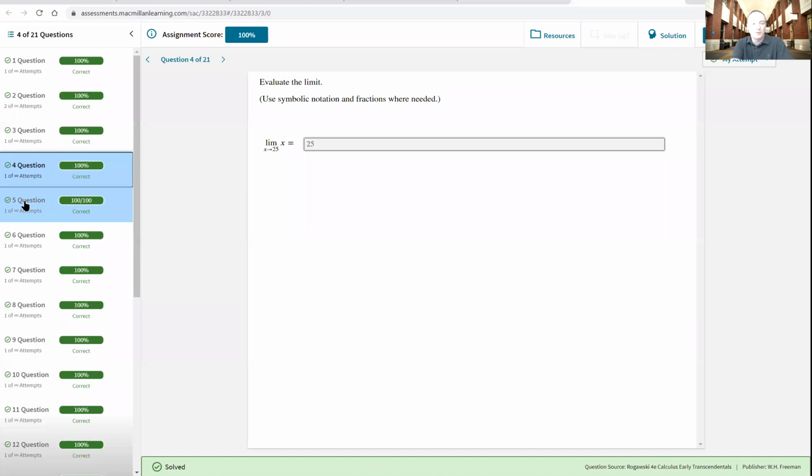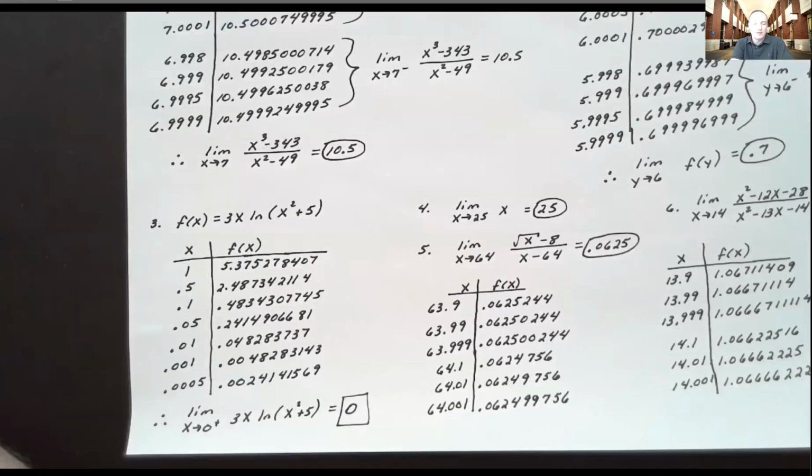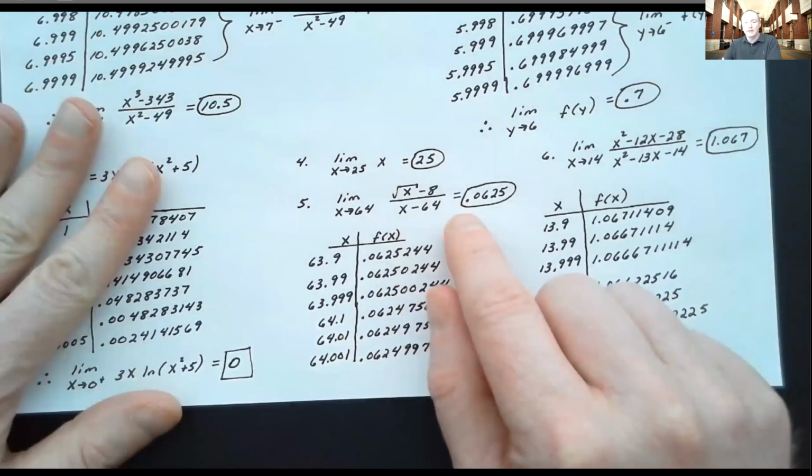As x approaches 25 of just x, the y value is also approaching 25. Now, in our next one, we can't just plug it in. If you tried, it'd be the square root of 64, which is 8. Your numerator is 8 minus 8. Your denominator is 64 minus 64. So you say, well, that's 0 over 0, which is undefined, which means in this section, we solve it numerically.